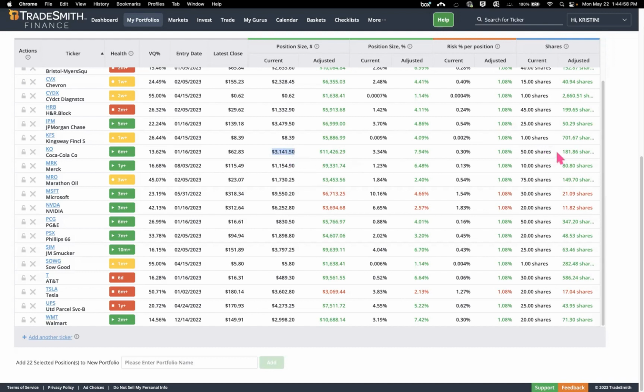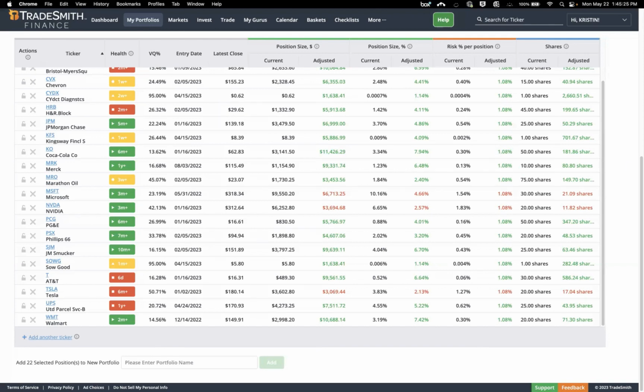If I were to increase Coca-Cola to approximately, I would round up in this one, approximately 182 shares, then that's where I would get this. So 182 shares of Coca-Cola, this is the amount I'd be invested in Coca-Cola. All right. And then you can see it's 1.08%.